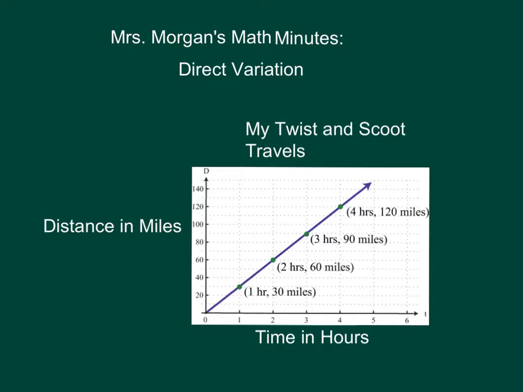This video will discuss direct variation. Direct variation is a very specific linear relationship. What you see on this page is a graph that demonstrates a specific example of direct variation.